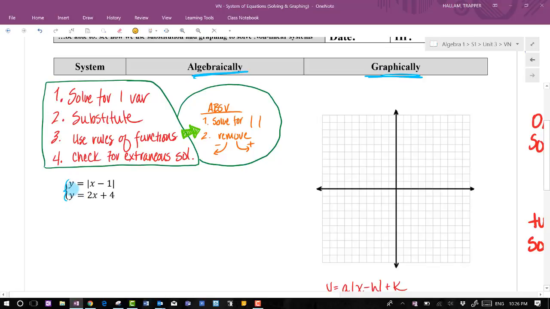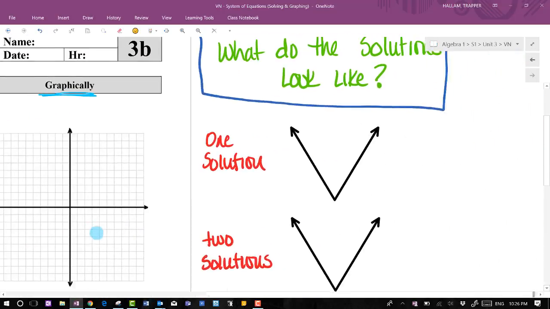And we can see here that our system has an absolute value and it has a linear function there. And something should pop in your head. But I've never done a system with an absolute value and a linear. I've done a couple linears before, but what does it look like when there's an absolute value in a linear? More importantly, what does the solution look like? Well, let's take a look.